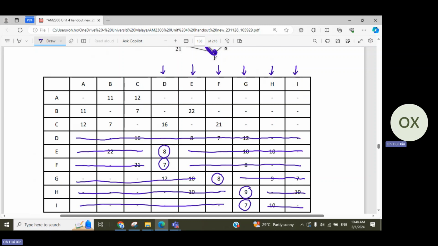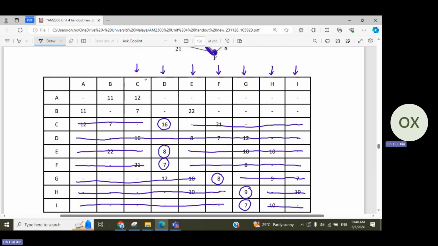Okay, so now these are the 6 columns that we have already included, and now the choices are from 16, 22, and 21, because all the others are struck through already, right? So 16, 22, and 21, and the smallest is 16. So 16 brings us to C. So arrow at C, strike through the entire C.